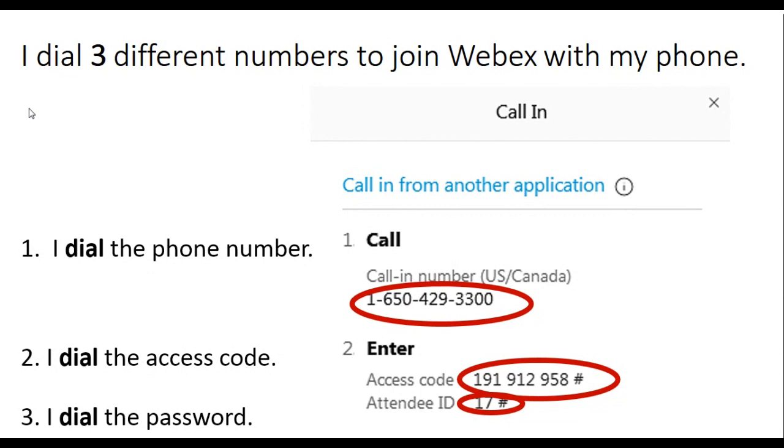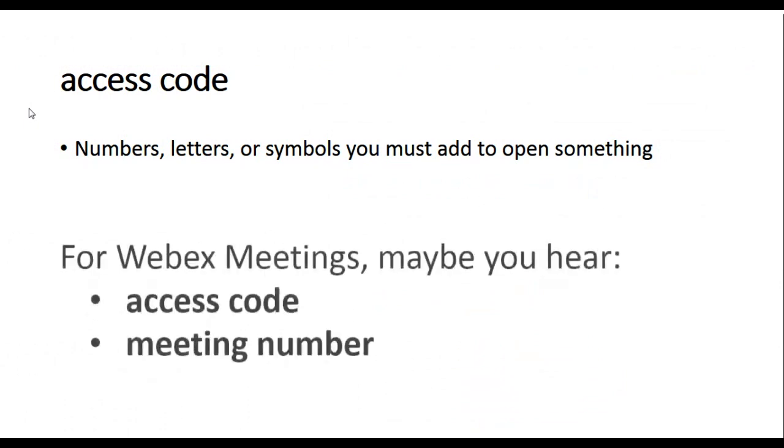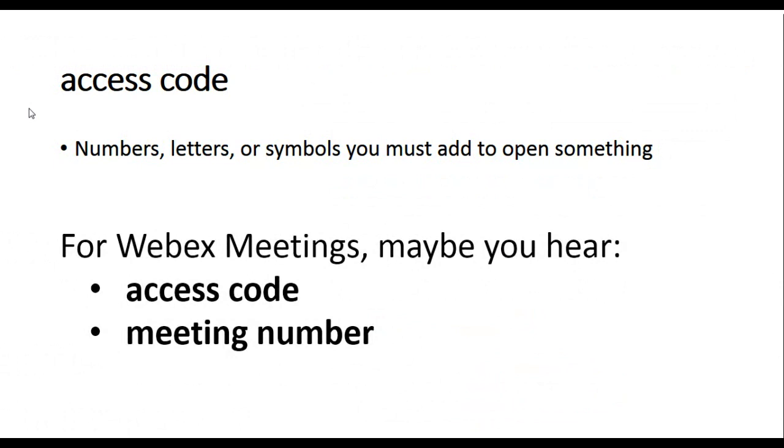Also, sometimes people use different vocabulary for these different steps. For example, access code is the second set of numbers that you enter. On Webex, maybe people call it access code or meeting number. It's the same. It's a private number or a code that helps you enter the meeting.